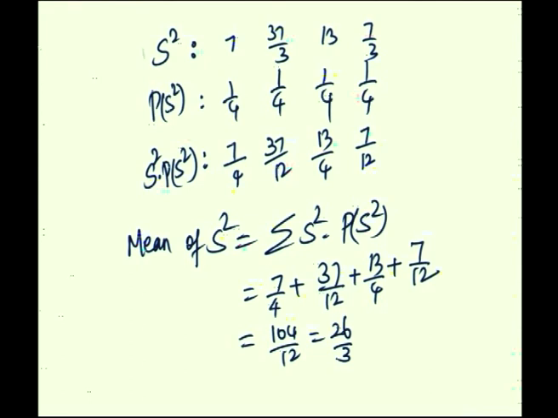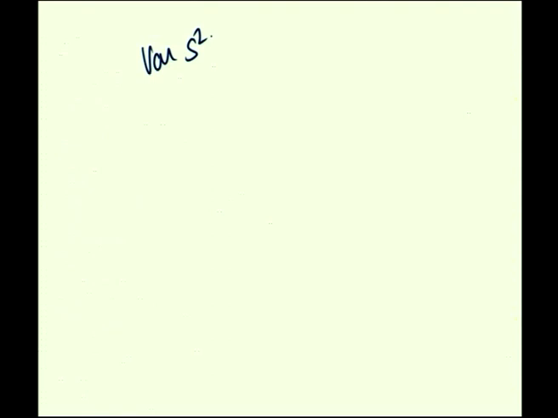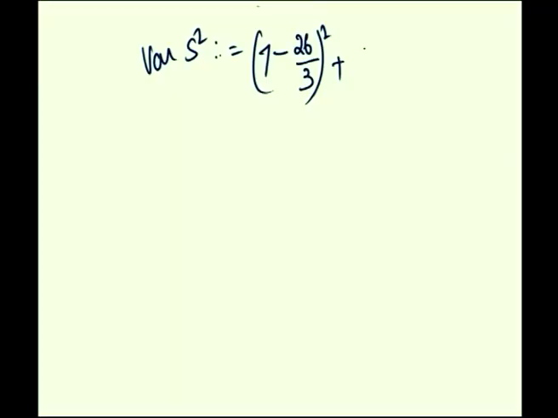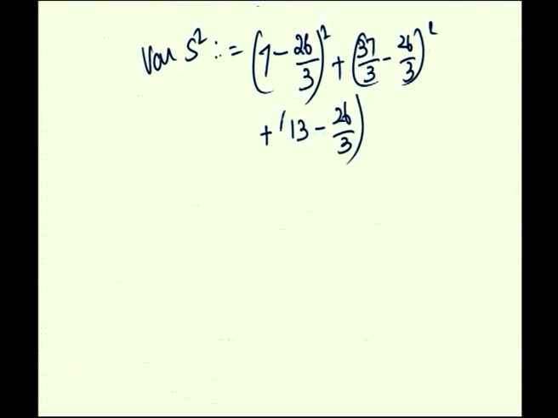Next, to calculate variance of S square. Variance of S square is each value subtracted with 26 by 3 whole square. Each value of the sample variance is subtracted with its corresponding mean. The corresponding mean is 26 by 3, and each value is here 7 minus 26 by 3 whole square. The next value is 37 by 3 minus 26 by 3 whole square. The next value is 13 minus 26 by 3 whole square, plus the next value is 7 by 3 minus 26 by 3 whole square.